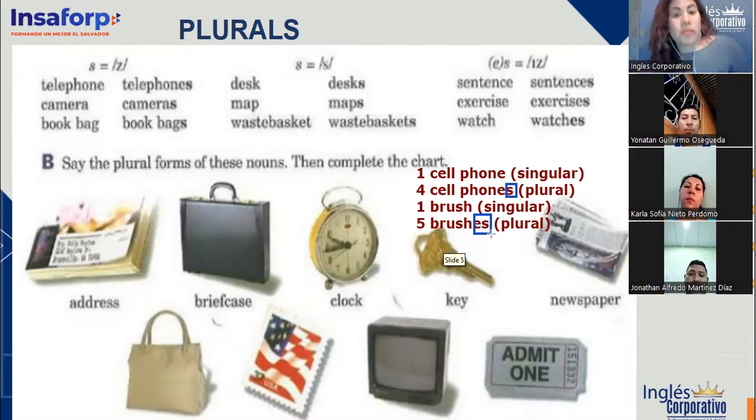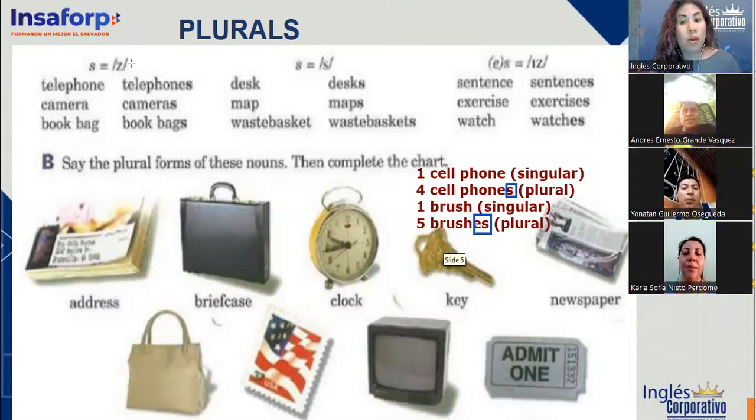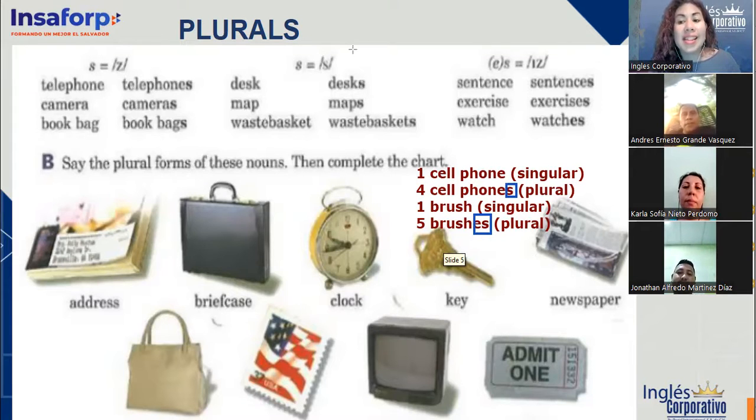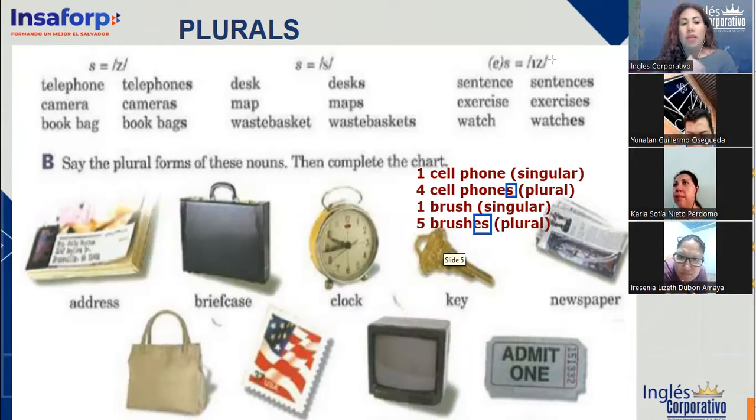Okay. So there are three sounds. We can say Z, like a bee, Z, or we can have S, like a snake, or iz. Repeat after me. Como que fuera una abejita, o como que fuera una culebrita. Okay. Good.